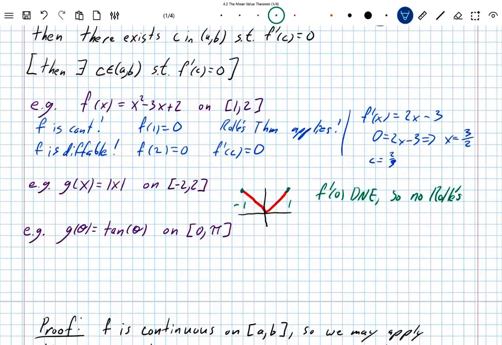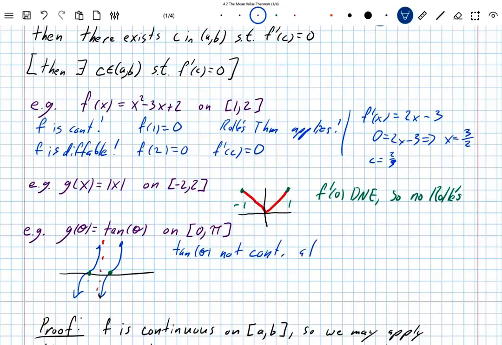Tangent of theta in between 0 and pi. Well, if I draw a tangent of theta real quick, it looks a little bit like this. Okay, and in this case, just doing a quick sketch here, because tangent has that vertical asymptote, it's not continuous. So that discontinuity at pi over 2, notice that pi over 2 is in between 0 and pi, means we can't use Rolle's theorem.